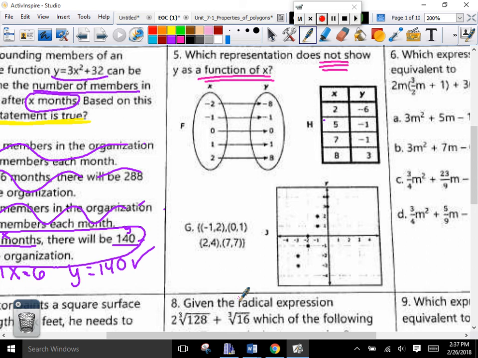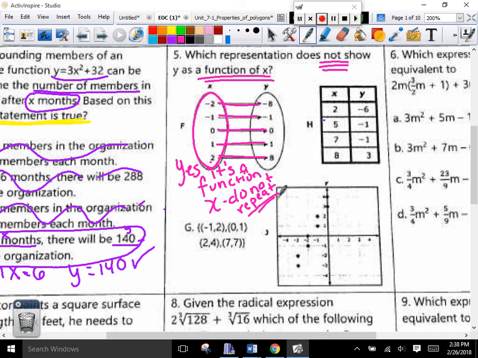A function, remember, function x's do not repeat. So I'm looking at letter F. I have 2, -8, -1, -1, 0, 0, 1, 1, 2, 8. X's are not repeating, so yes, it's a function. So I'm going to put yes, it's a function. X's do not repeat.